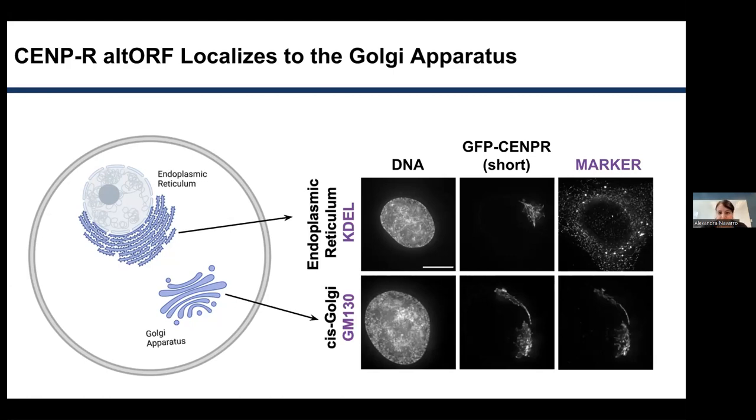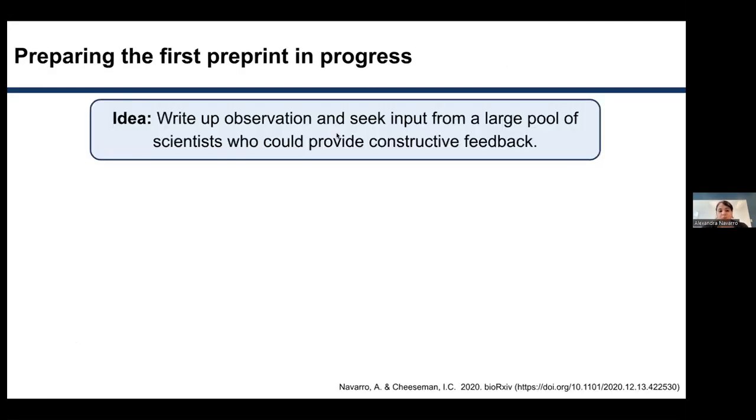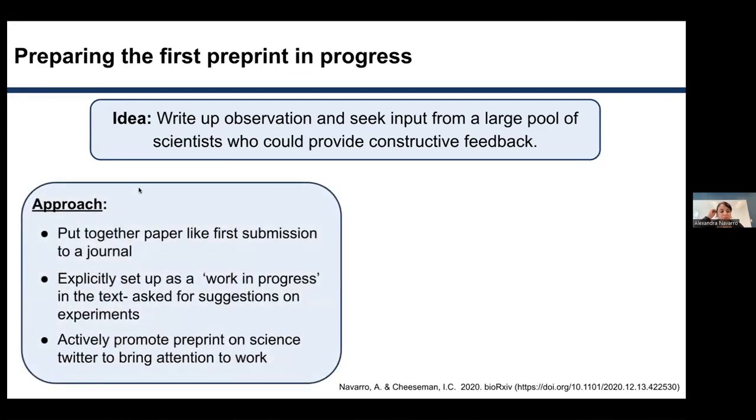So this was the foundation for our idea, which was, what if we write up this observation and seek input from as large a pool of scientists as possible in the hopes of getting constructive feedback? And the feedback we were looking for was really broad. So our approach was that I wrote up my observations, how I made this discovery, my approaches, and showed data, and we put together these early observations in the structure of what a journal article would look like. We wanted to make sure that it was easy to read for whoever stumbled upon our preprint in progress.